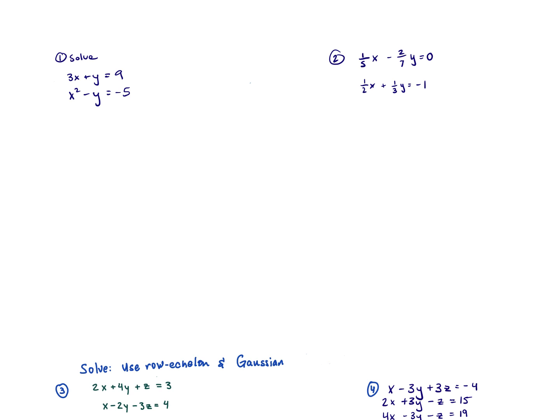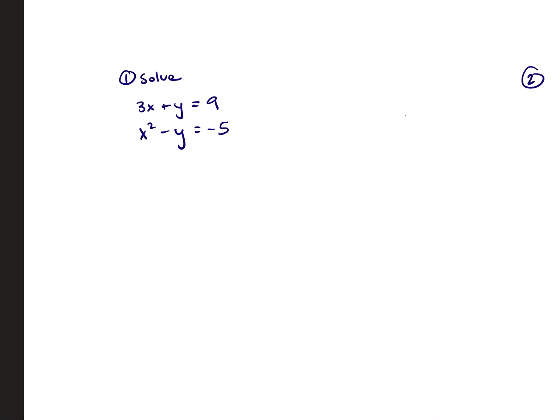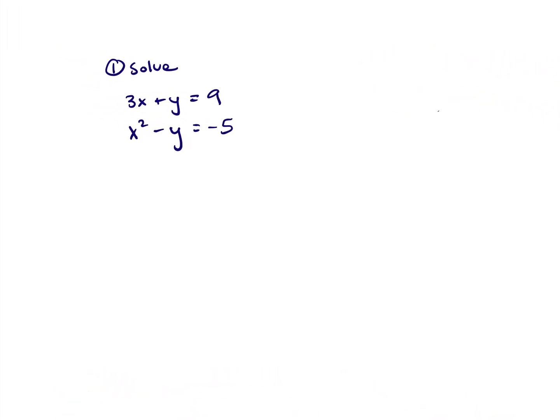For number 1, you are given 3x plus y is equal to 9 and x squared minus y is equal to -5. Now this is one that many people struggled with on your quiz for sections 10.1 and 10.2. Because you have an x squared there, your whole idea is to get what that y is from the other equation, so that way you can work with the x's and factor in order to solve.